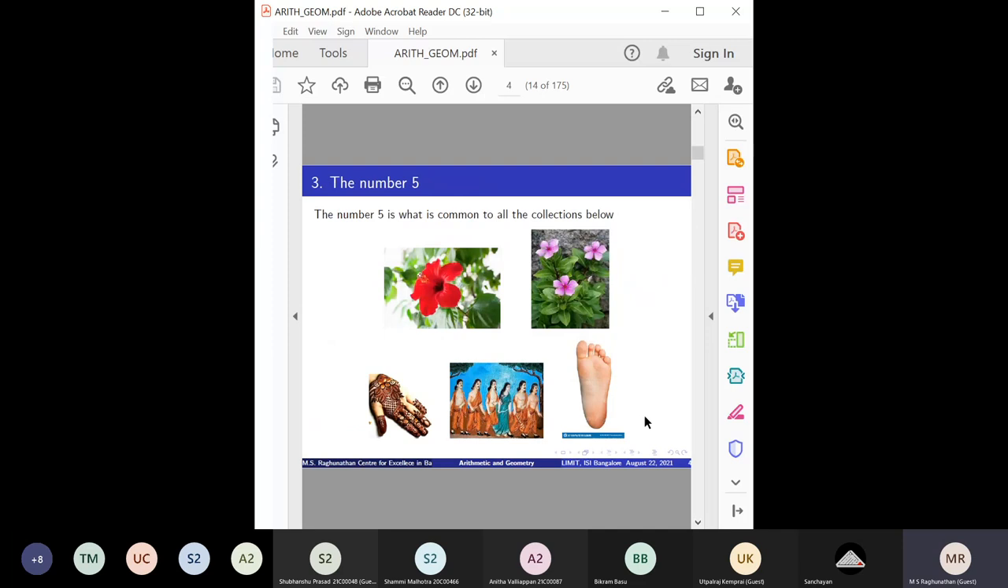Here is the illustration, number 5. You can see that's a hibiscus, and this is a flower which I believe is called Sadabahar, I don't know. That is the fingers in a right palm and toes in the left foot, and here are the Pandava brothers with Draupadi. So they're all very, very different kinds of collections, but still the human mind is able to identify something common among them, and that is nothing but what we call the number 5.